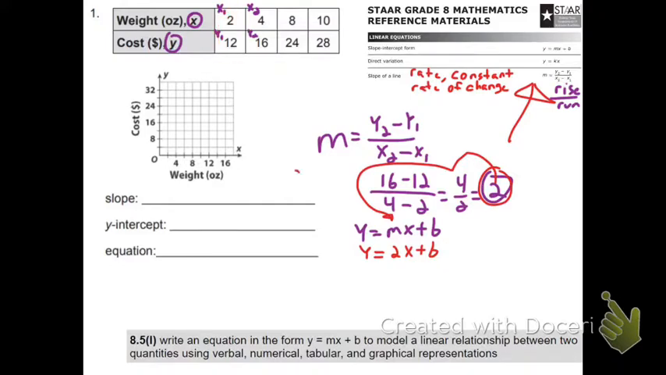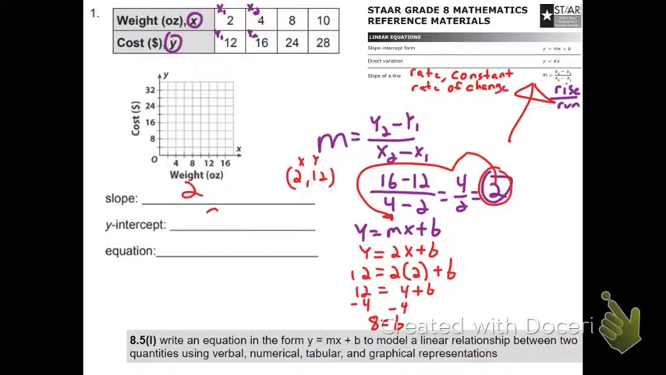That first one is 2 and 12, or I may say x and y. So instead of y, let's substitute 12, is equal to 2 times, instead of x, 2, plus my y-intercept. So we're left with 12 is equal to 4 plus my y-intercept. Subtract 4 from both sides. So, ladies and gentlemen, we just solved for my y-intercept, which is 8. We know that our slope is 2 and our y-intercept is 8, so our equation will be y is equal to 2x plus 8.